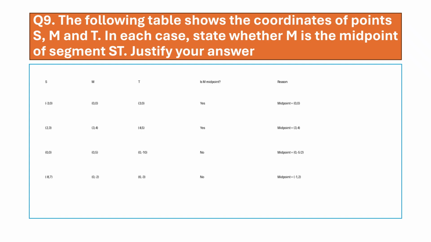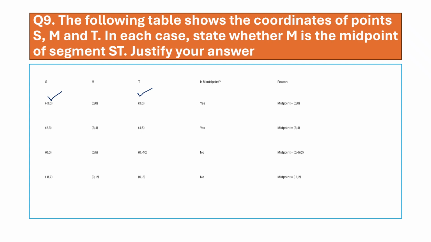Students, I'm extremely sorry for the font which is very small, so you can zoom in a bit so that you can understand the coordinates. For your reference, you can even refer to your textbook, because this is your textbook question number 9. So for S, M and T, they have asked whether M is the midpoint. To find out, S is given as minus 3, 0 and T is 3, 0.